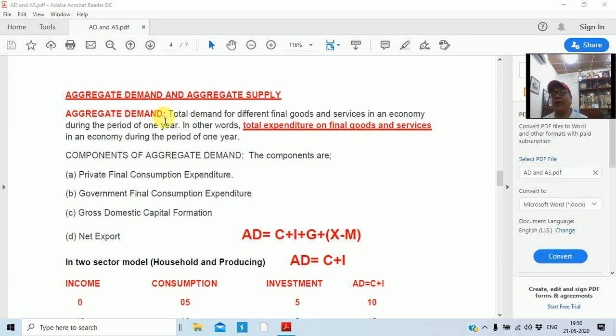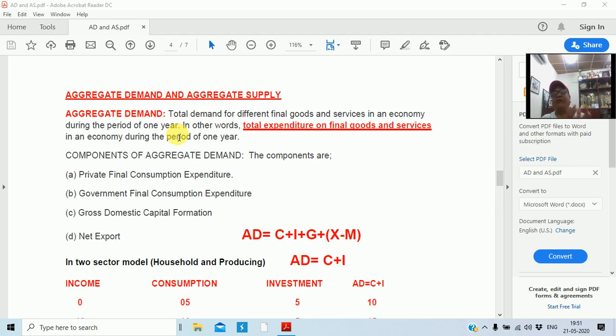Why are we talking about final goods and services? Because we are going for the determination of the equilibrium level of national income. And when we talk about national income, we only include the value of final goods and services. That's why in aggregate demand, we are talking about total demand for different final goods and services in an economy during the period of 1 year. When I calculate aggregate demand, what am I calculating? The total demand for final goods and services in an economy during 1 year.